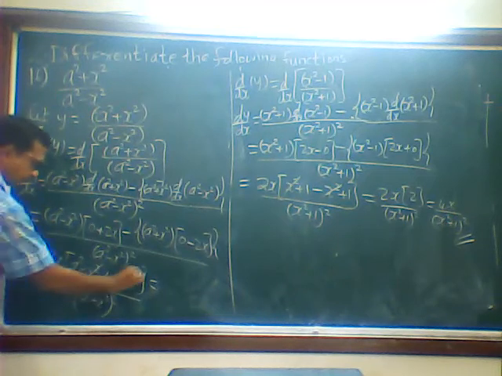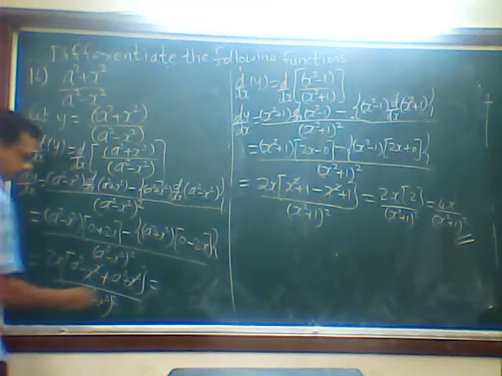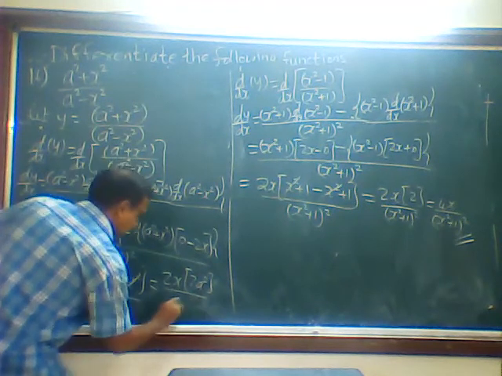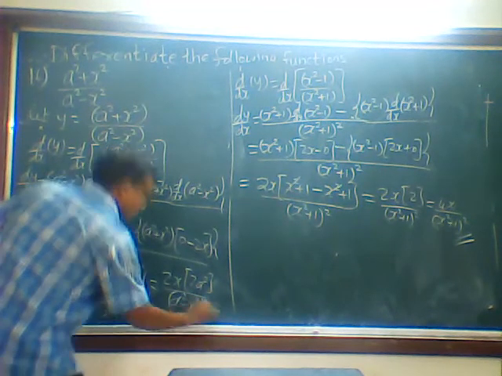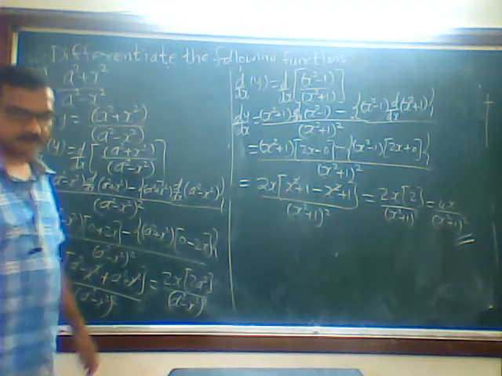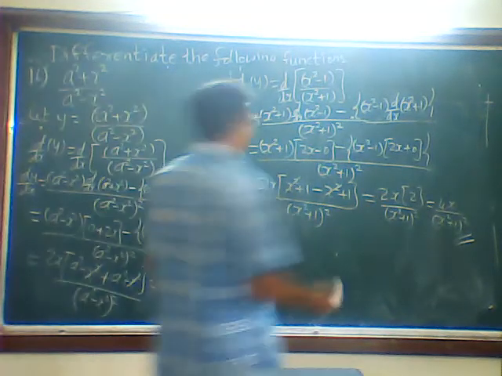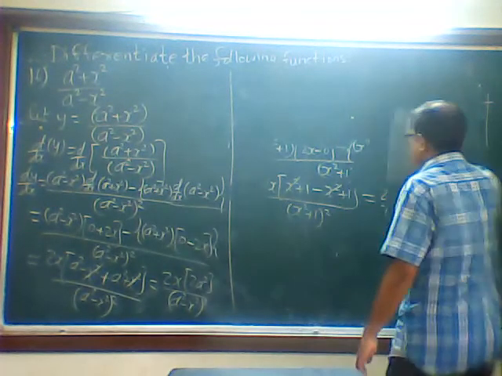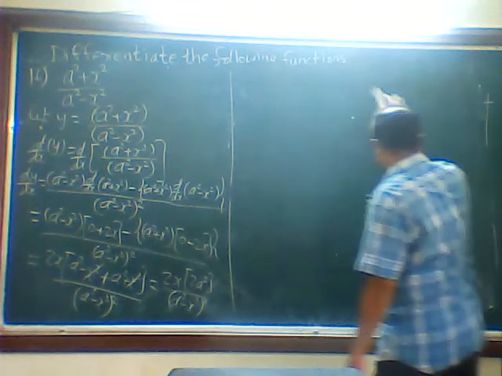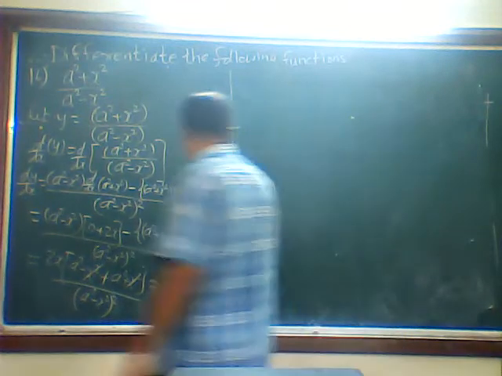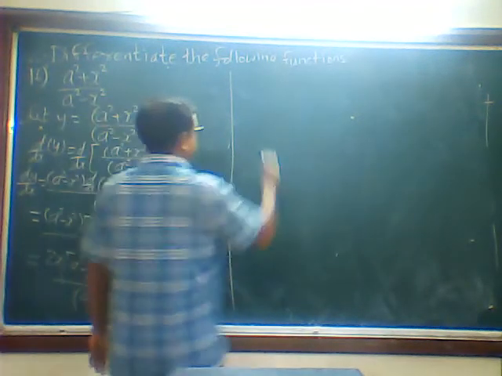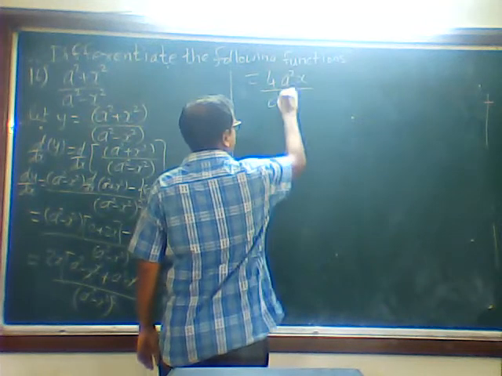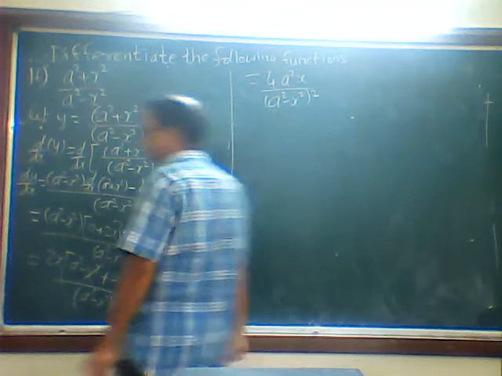Next, minus x square plus x square goes, a square plus a square is 2a square, divided by a square minus x square whole square. Okay. Next, I will drop this and I will write the final answer. So 2x into 2a square is 4a square x, divided by a square minus x square whole square.